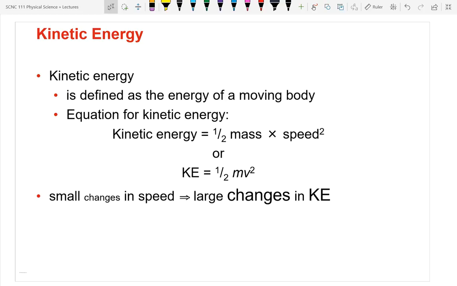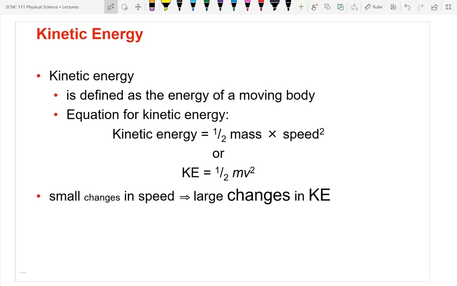And just like with momentum, things with more mass are going to have higher kinetic energy. Things with more speed are going to have higher kinetic energy. But unlike momentum, speed is more important than mass. With momentum, they were equally important. It's mass times velocity. For kinetic energy, it's 1/2 mass times the speed squared.